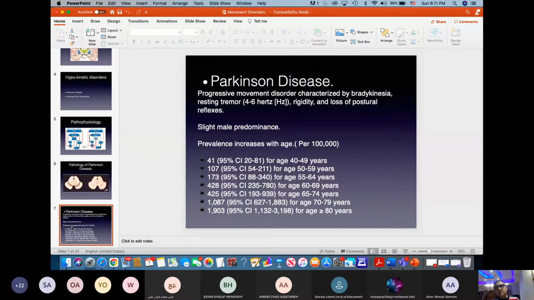So when we're talking about Parkinson's disease, we have to define it first. It's a progressive movement disorder characterized by bradykinesia, as I just said. Slow kinesia, motion, slow motion, slow movement. The patient also has resting tremor, rigidity, and I mentioned the morning rigidity to the morning group. As you remember, rigidity is a form or a sort of hypertonia.